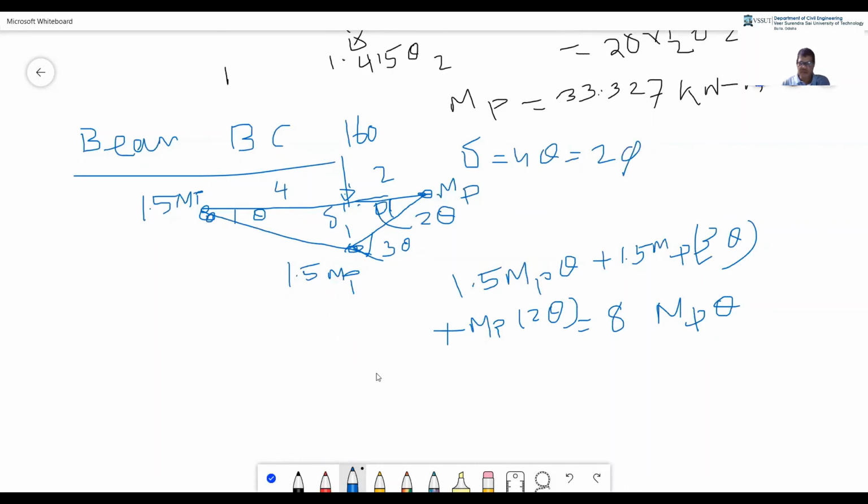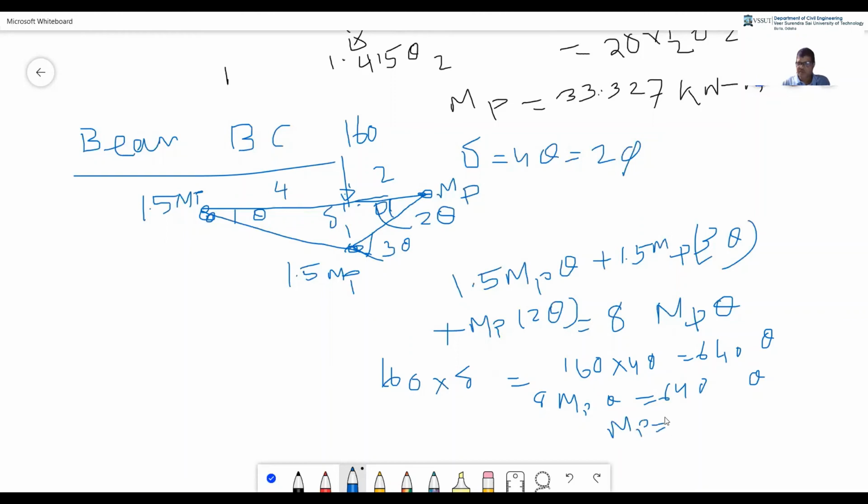So now the external work done is 160 into delta. Delta is equal to 4 theta. 160 into 4 theta, that is equal to 640 theta. So now equate this: 8 MP theta equal to 640 theta. So this indicates that MP is equal to 640 by 8. That becomes equal to 80 kilonewton meter.